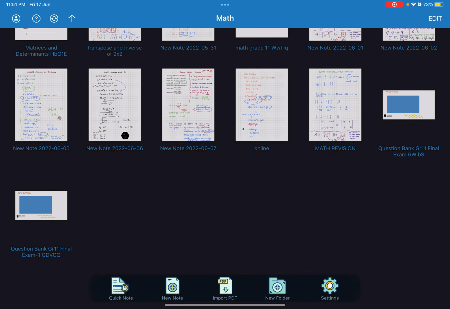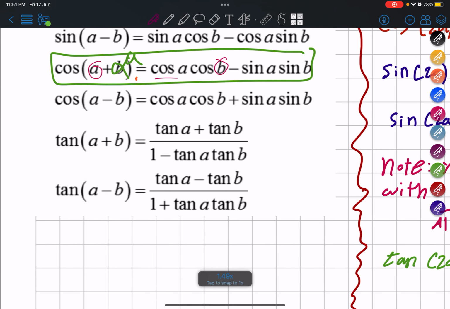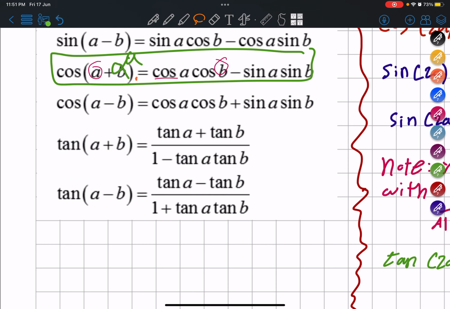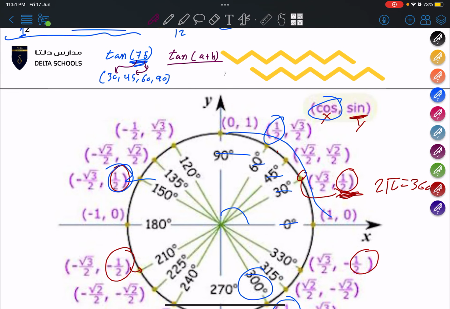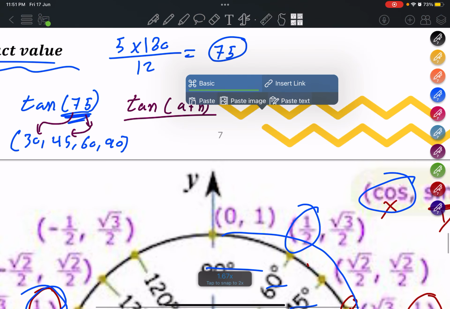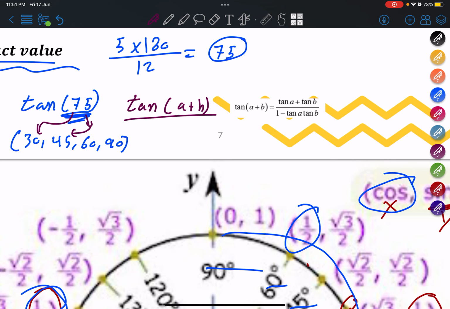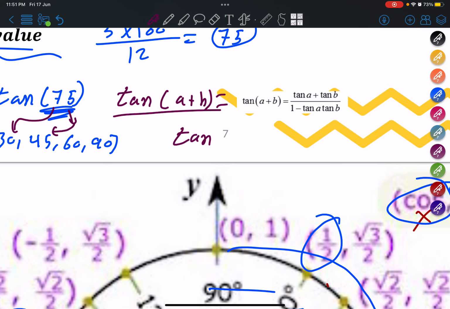Tan a plus b, here it is. So, what is tan a plus b? Tan a plus b is equal to this formula, okay? So, here we said that what we want to find is tan 75, which is equal to, let's just write, tan of 45 plus 30, okay?